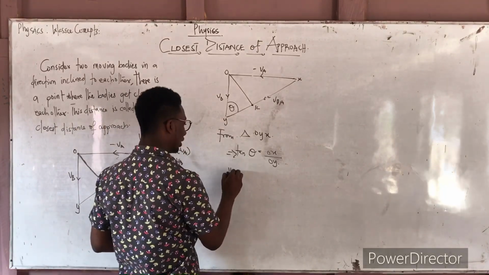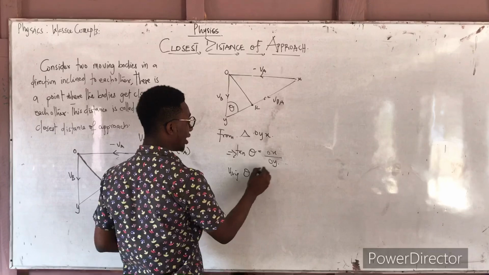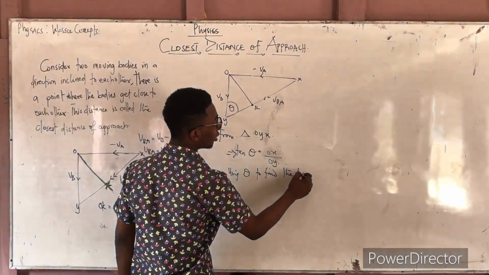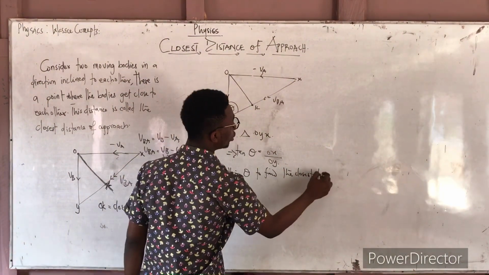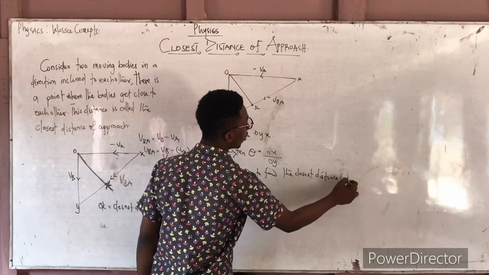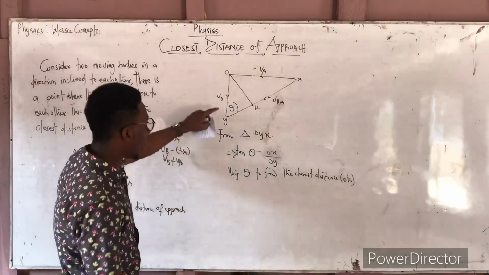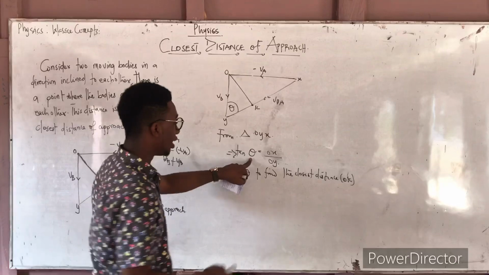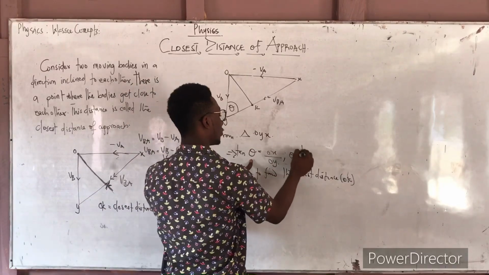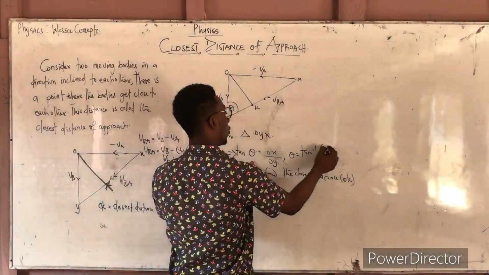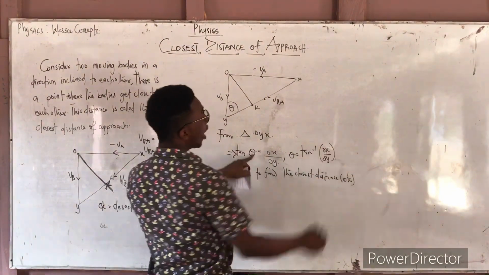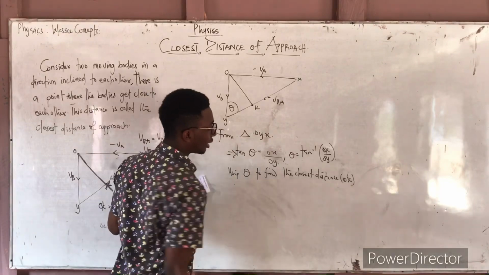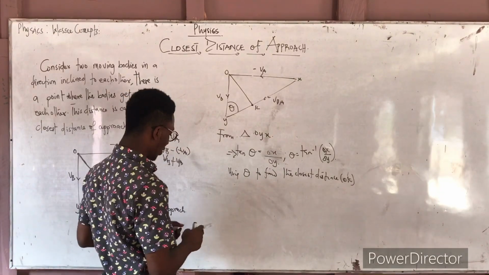Now, we want to use this theta to find the closest distance of approach, that's the distance OK. So if we want to find that closest distance of approach OK, from what we've gotten here we can say theta is equal to the tan inverse of OX over OY. Alright, so now from here we can use the theta to find the closest distance of approach, OK.